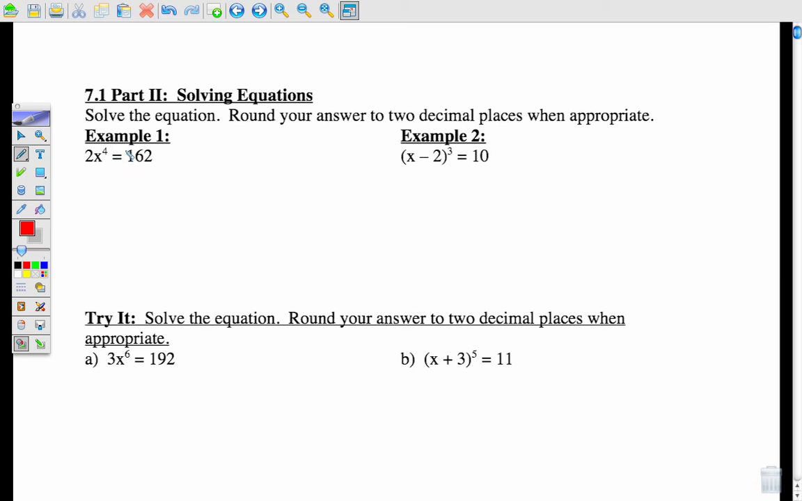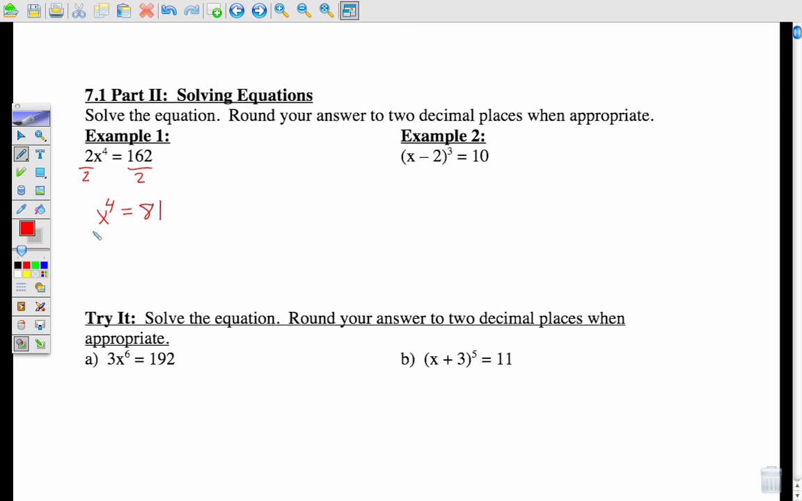So, this is the same process, example 1, example 2 here is the same process we did back in chapter 5, which is you have to divide by 2 first, divide by 2, to get this x to the fourth by itself. X to the fourth equals 81.